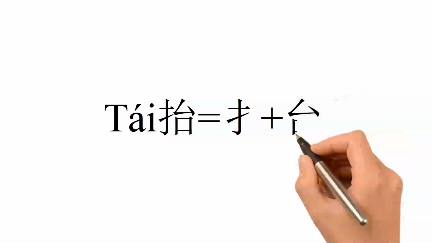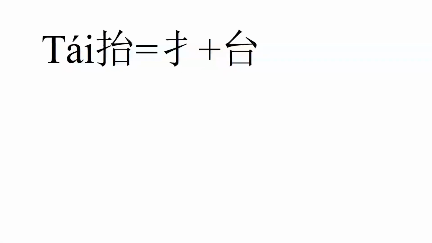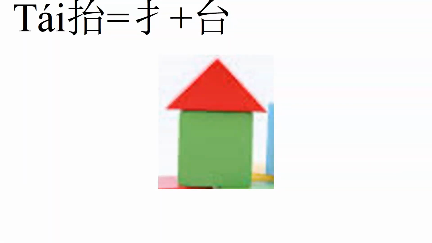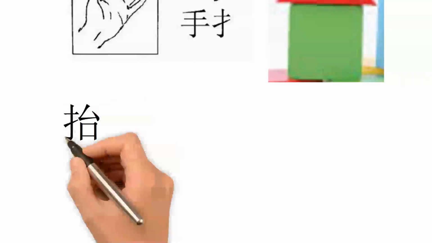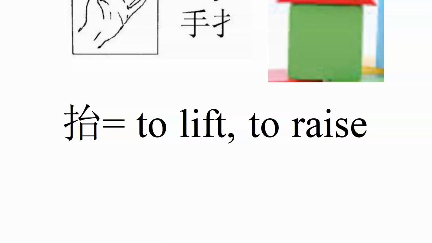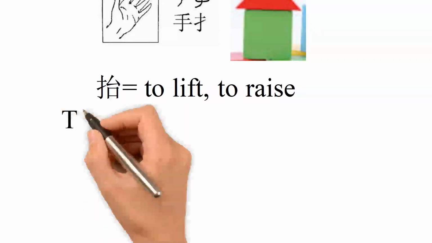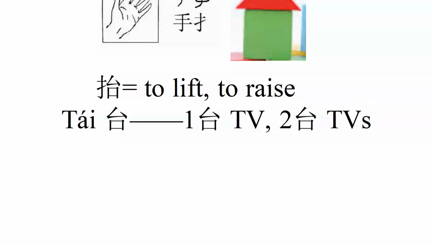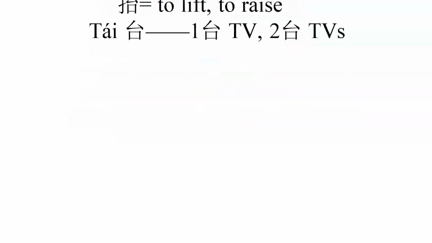The next character is 抬. It looks like a tall brick house. Let's say that the hand comes and lifts the house. That gives 抬 the meaning of to lift up, to raise. The right part of 抬 is also called 台. That is the major word of television.